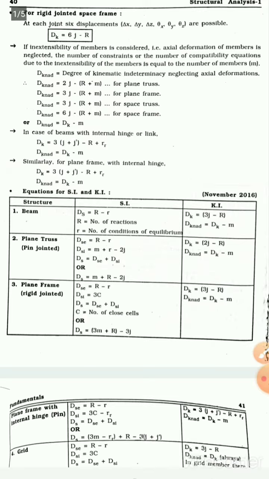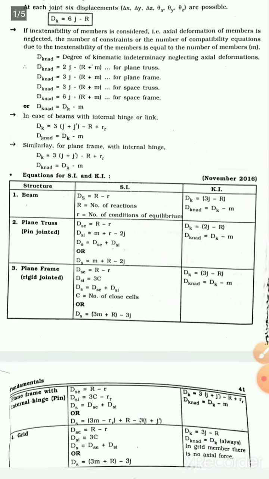Then roller support. In a roller support, vertical reaction will prevent vertical displacement; rotation and horizontal displacement are permitted. Fixed support: in a fixed support, vertical reaction will prevent vertical displacement, horizontal reaction will prevent horizontal displacement, and moment will prevent rotation. No displacement is possible at a fixed support.